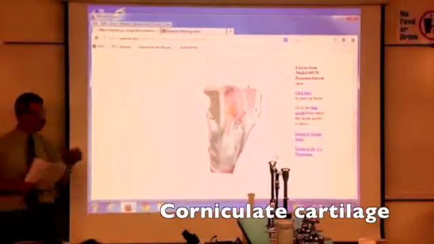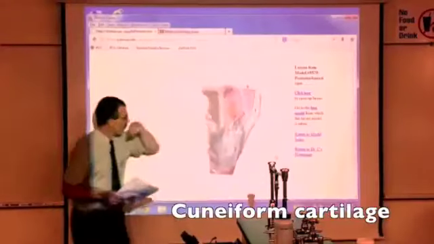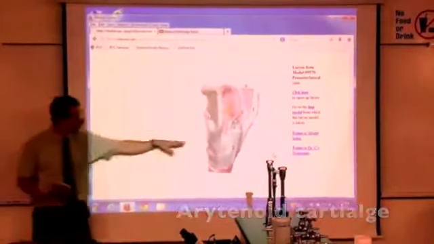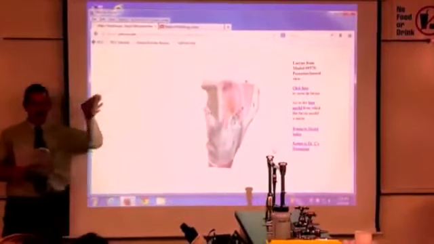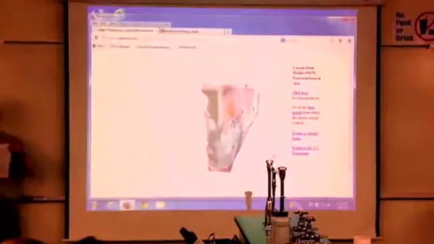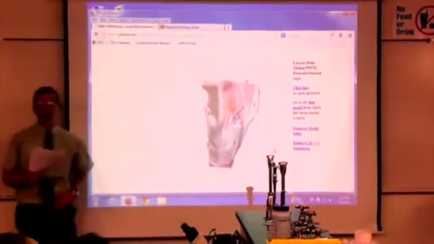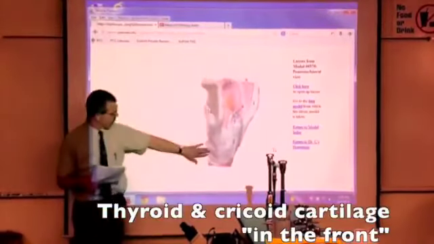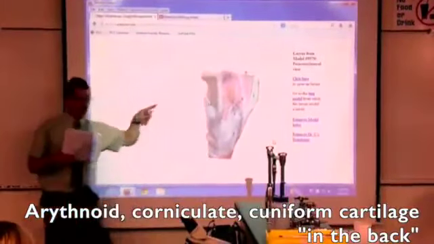There's one that's not shown, which would be up here, which would be the cuneiform. So you have 3 of them. You have arytenoid, corniculate, and cuneiform. Those 3 go up the back there. What is the gland on the side of it on the model? Should be a thyroid if it's on that. Okay. So those are the 3 in the back of it. So you have the thyroid and cricoid on the front basically, and then arytenoid, corniculate, and cuneiform on the back.